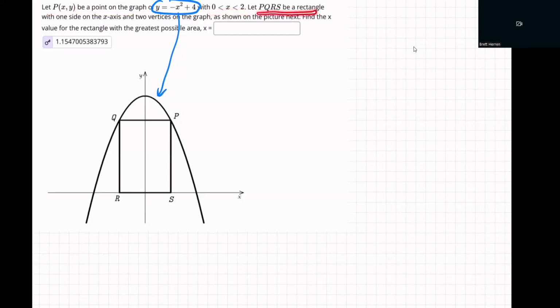Let PQRS be a rectangle with one side on the x-axis and two vertices on the graph. So this rectangle right here, notice it hits the upside down parabola, right? It's fitting in there. We say it's inscribed, as shown in the picture. Find the x value for the rectangle with the greatest possible area.